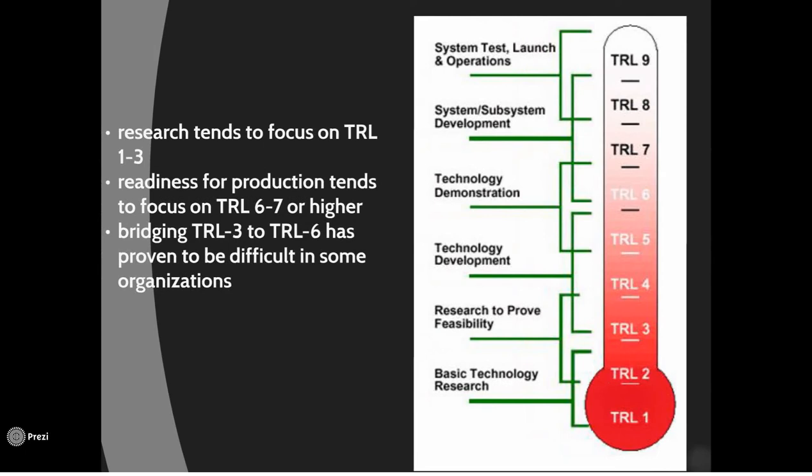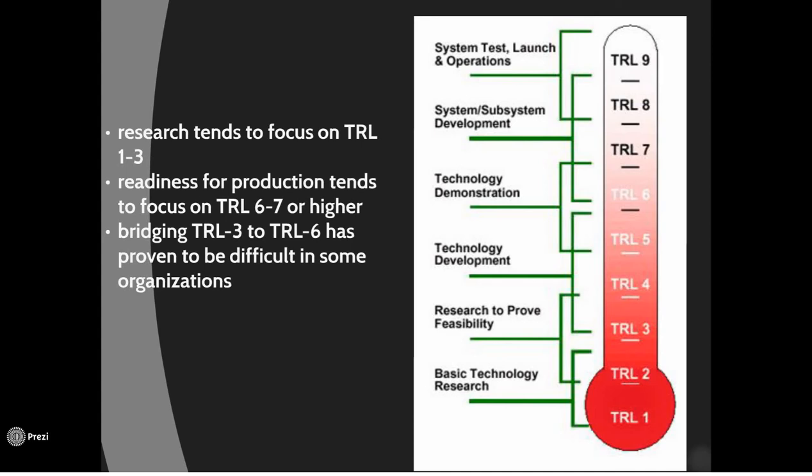Now, research tends to focus on technology readiness levels 1 to 3. This is pretty much the university levels. This is like the basic science, the pure science and learning for learning's sake. They don't usually try to apply things to actual real world stuff. But the readiness for production tends to focus on technology readiness level 6 or 7 or higher. So these are the companies, the entities that are trying to make money.